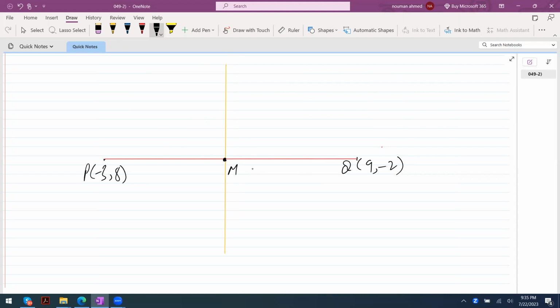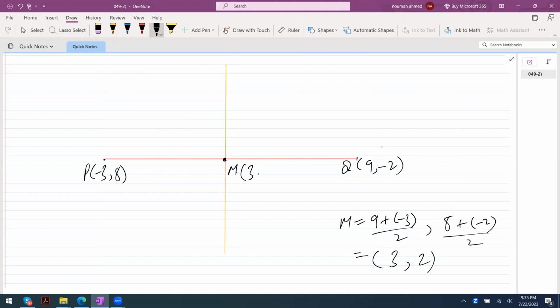Okay. So first you can immediately find the coordinates of M. M will be: you add the x coordinates divided by 2, 9 plus minus 3 divided by 2; 8 plus minus 2 divided by 2. 9 minus 3, 6, 6 by 2, 3. 8 minus 2, 4, 4 by 2, 2. So M coordinates are (3, 2). Okay. And since it is a perpendicular bisector, this part is equal to this part. It will help you in other topics also. PM is equal to MQ.